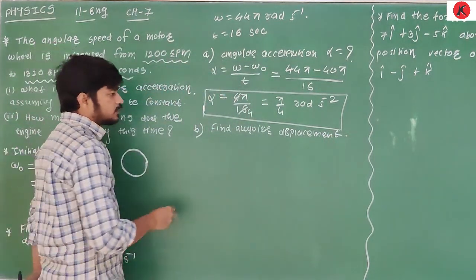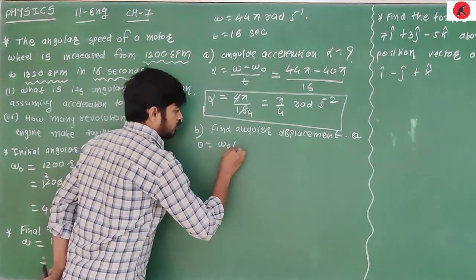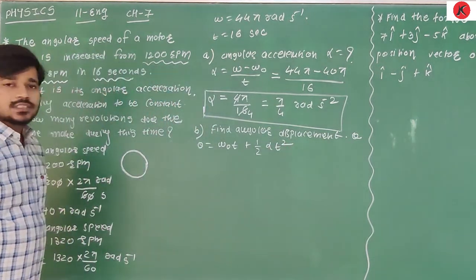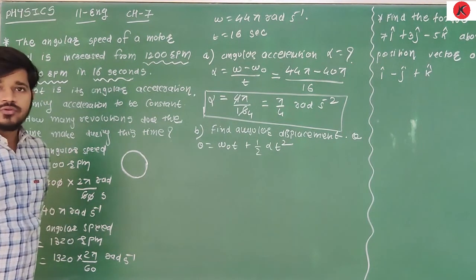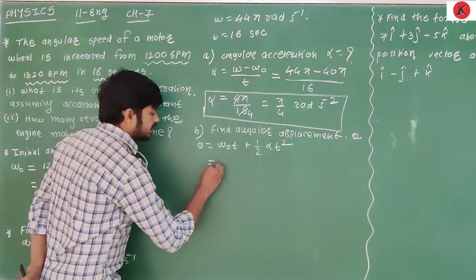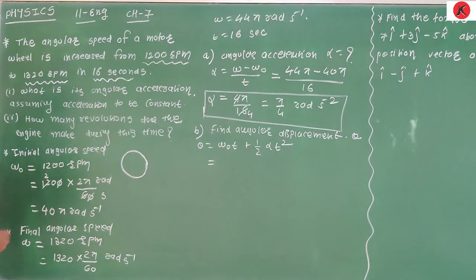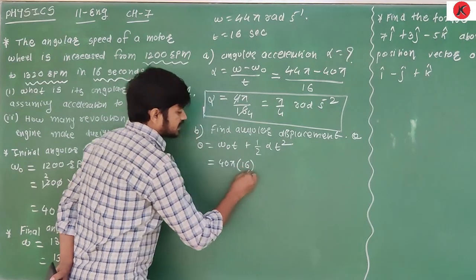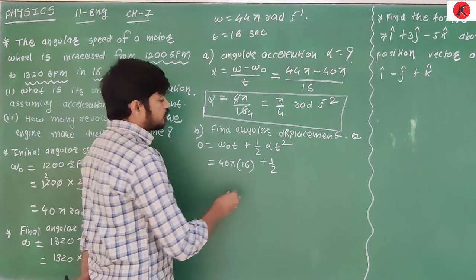And how to find that angular displacement theta? We have one equation: theta is equal to omega 0 t plus half alpha t square. Yes or no? Yes, it is. So with the help of this equation, first find theta. Theta is equal to omega 0, which is 40 pi, t is 16, plus half alpha, where alpha is pi by 4.